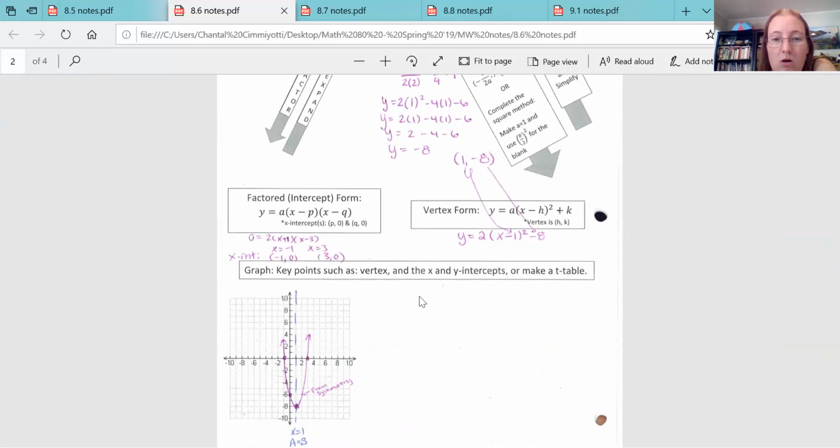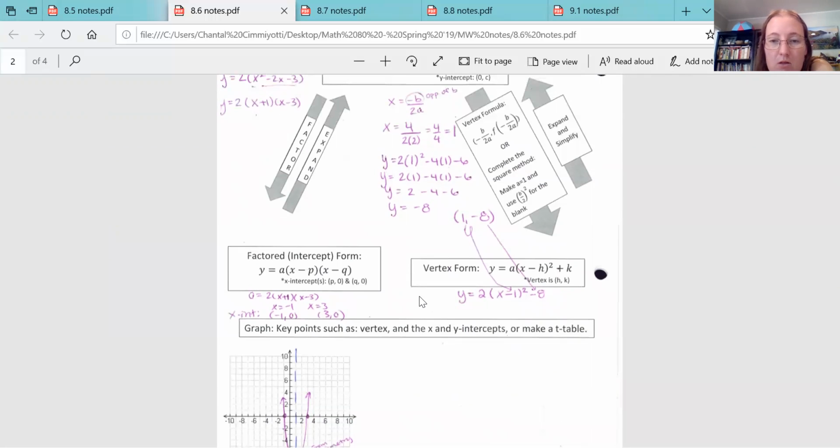Okay, so this is just vertex form. Once you have the vertex, you can put it in vertex form. You steal the a, you do x, you do the opposite, squared, and then keep that the same as it is.